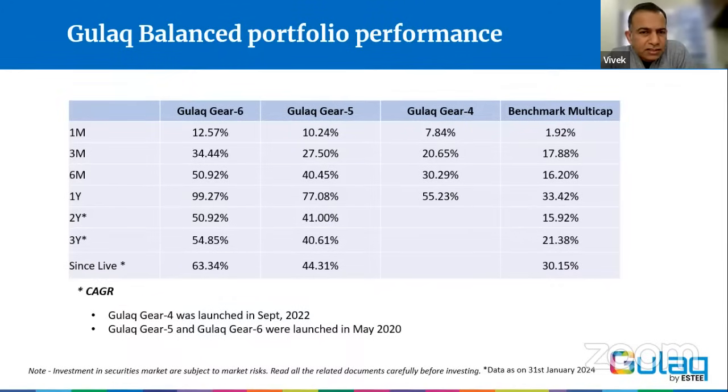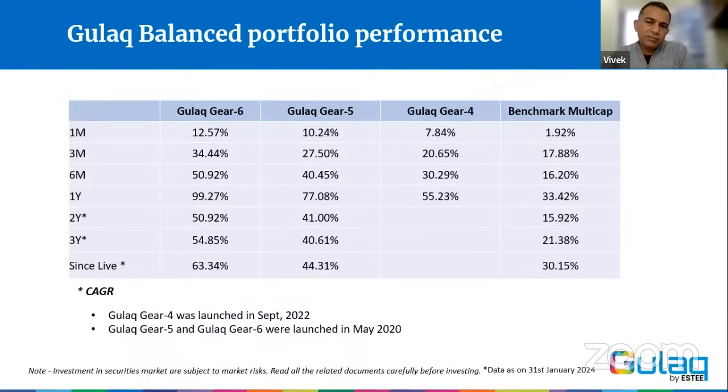I think all of these gears are performing really well, although we should not really compare gear 5 and gear 4 with the benchmark. So this benchmark is actually meant only to be compared to gear 6, because gear 6 is 100% equity, which is the same as benchmark. But if you see Gulaq gear 5, it actually has only 80% allocation to equity and 20% to debt. So in effect, what we are doing is we are making this gear 5 slightly more safer. Obviously, you will need to compromise a bit on returns, but this makes this specific portfolio safer.